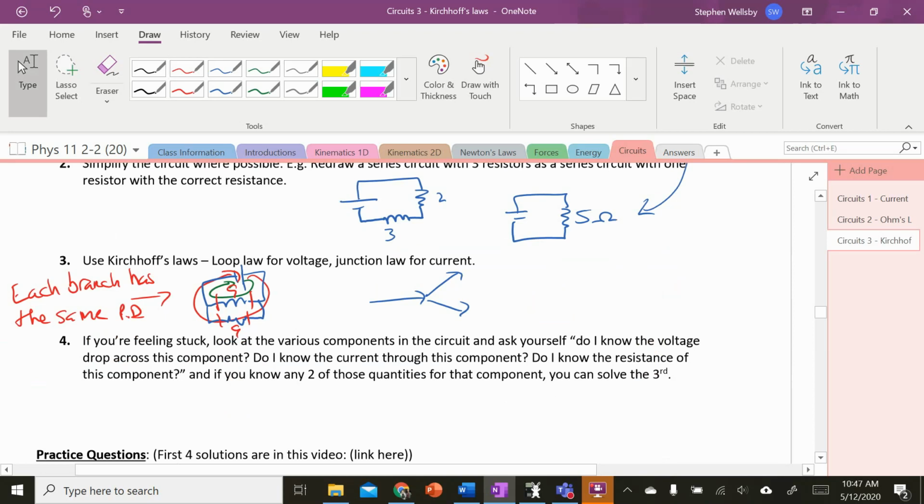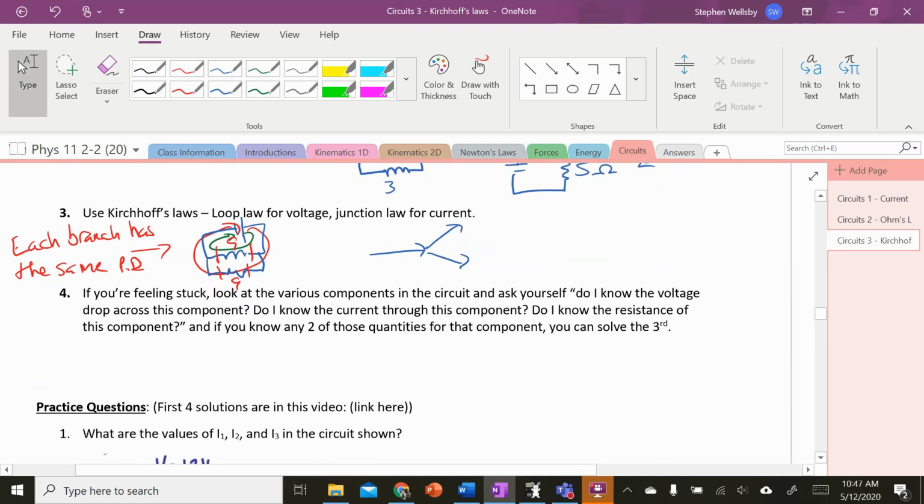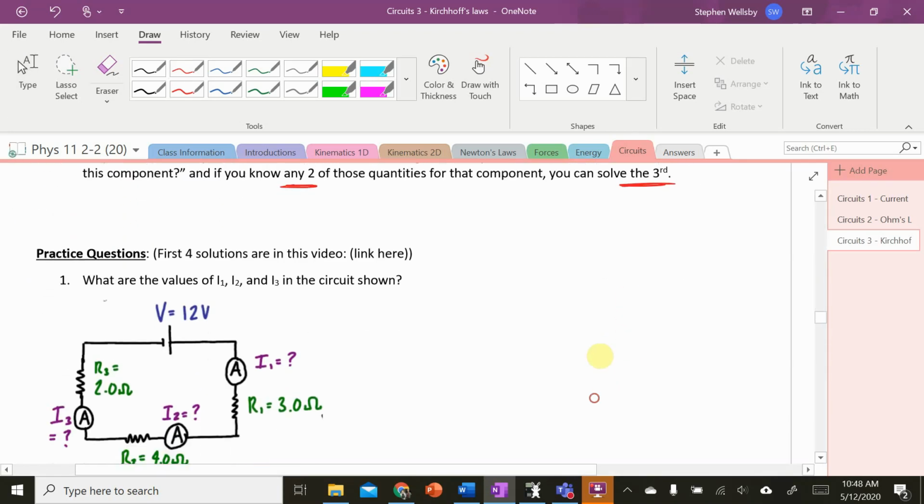And if you're really feeling stuck, then just start seeing what you can solve. Look at the various components in the circuit and ask yourself, do I know the voltage drop across this particular resistor? Do I know the current through this particular resistor? Do I know the resistance of this particular resistor? If you know any 2 of those, then you can immediately solve the third. So for each component, do I know V or I or R? If I know 2 of those, I can solve for the third one.